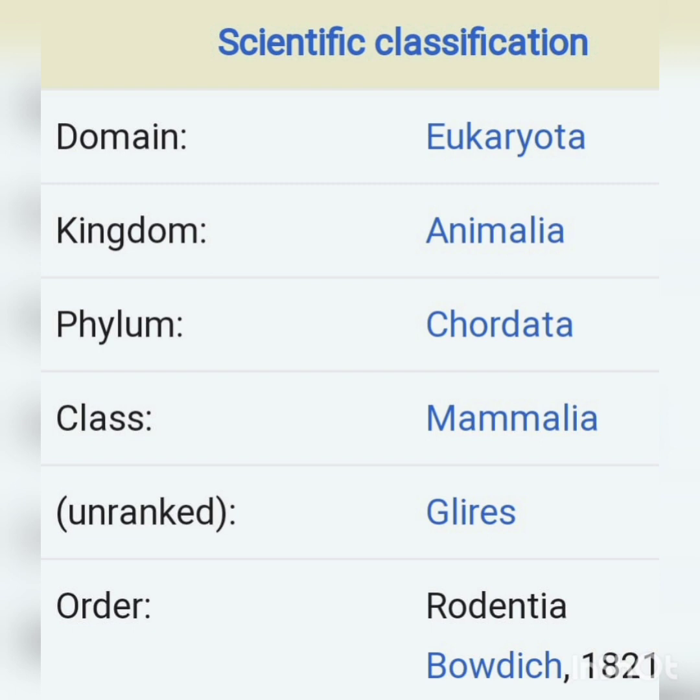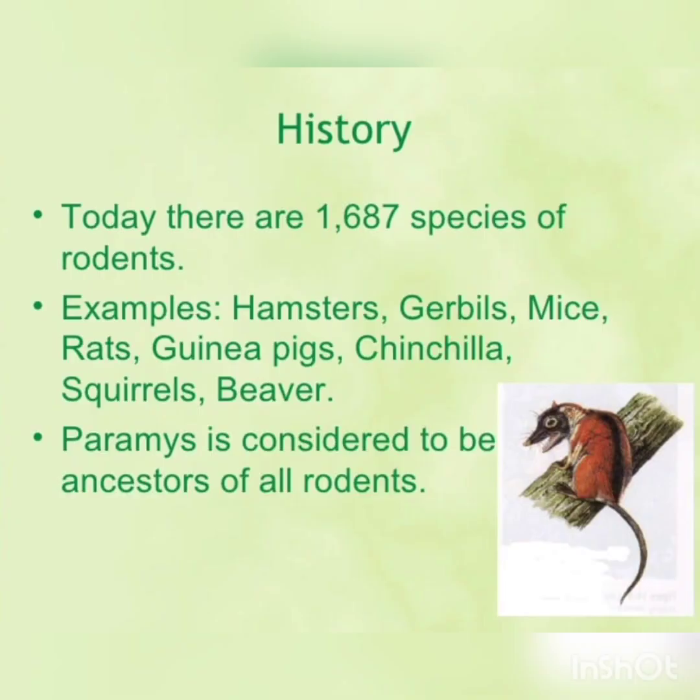There are around 1687 different species of rodents all over the world. Examples are hamsters, gerbils, mice, rats, guinea pigs, chinchillas, squirrels, and beavers. These are all different types of rodents. Paramys is considered to be the ancestor of rodents, as shown in the figure.